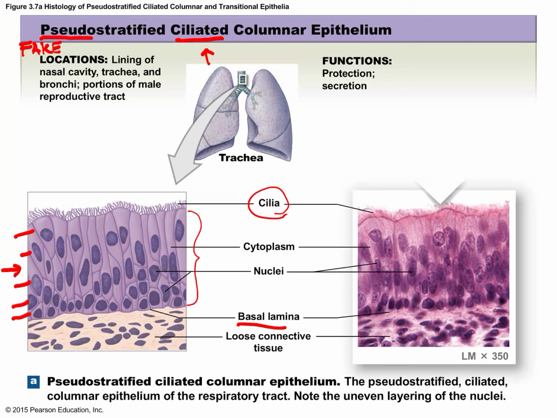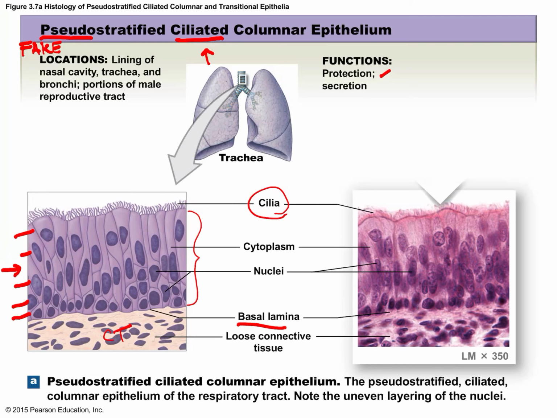Okay, let's take a look at the functions. Protection, because the cells are very tall. And also, because the cells are tall, it protects the connective tissue underneath. But also the cilia, right? We talked about how the cilia sweeps mucus across the surface of the cells and it protects your body from the debris. So that is a protective mechanism, and that's why protection is there.